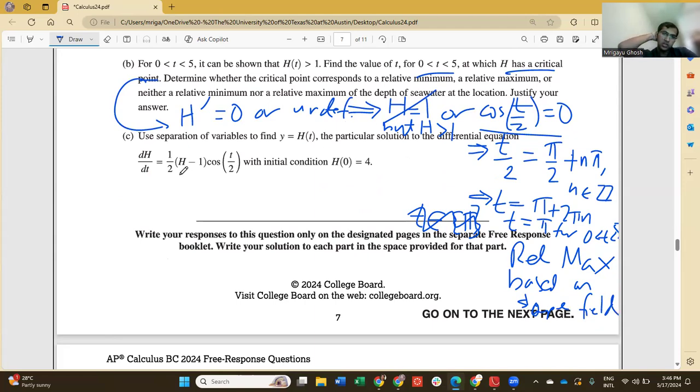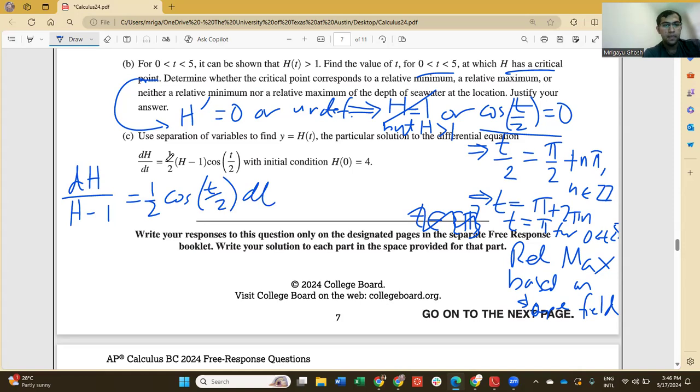Okay, so now we need to just solve this differential equation. This is going to take some space up. I apologize, I'm just working this out on my laptop, but we have dh over h minus 1, right? From here, I can directly divide by h minus 1 and multiply the dt on both sides to get 1/2 cos t over 2 dt. And I actually like to integrate using my bounds, so I like to get definite integrals. So I'll do 1/2 cos t over 2 from 0 to t. And on this side, I'm going to integrate from h of 0 to h of t.